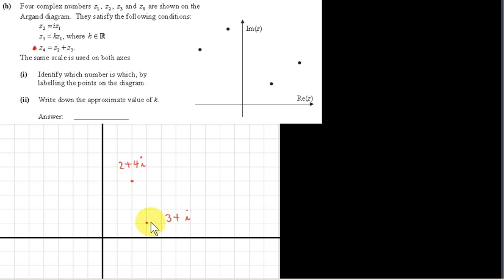Suppose we want to get the sum of these two numbers, 2 plus 4i and 3 plus 1i. Well, we know how to do that. We add the real parts together. 2 plus 3 is 5. And then we add the imaginary parts. 4 plus 1 is 5. So we get the complex number 5 plus 5i. So we go out 5 and up 5. And here it is, 5 plus 5i.